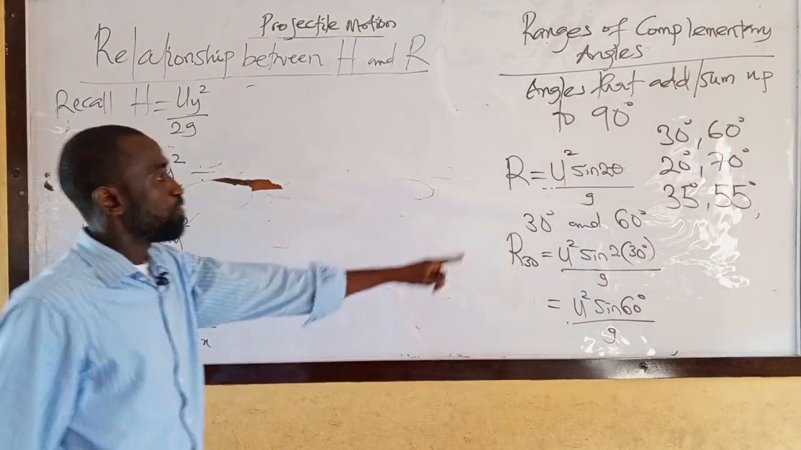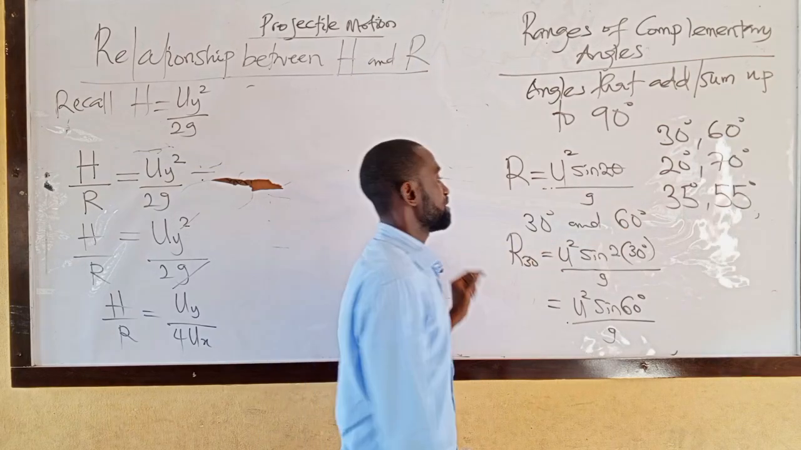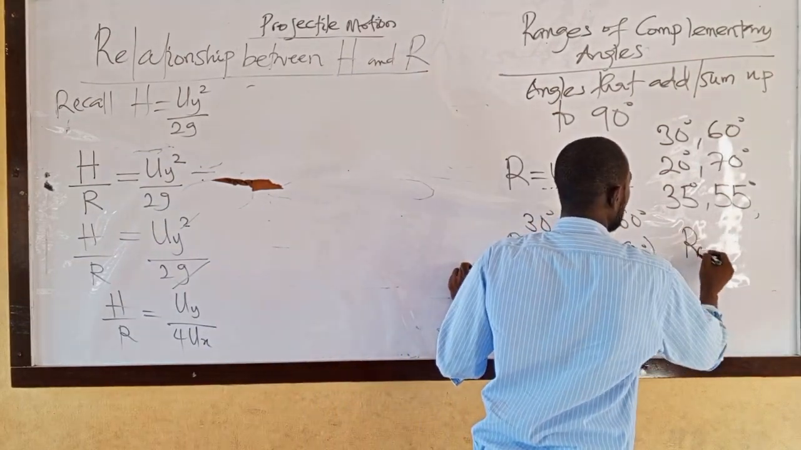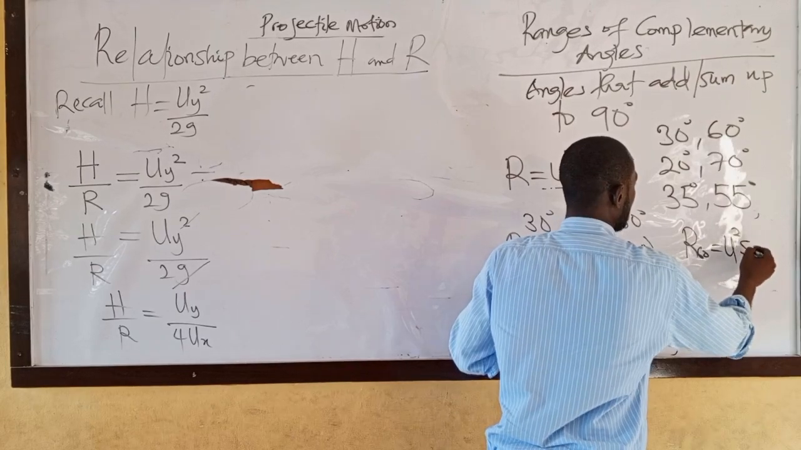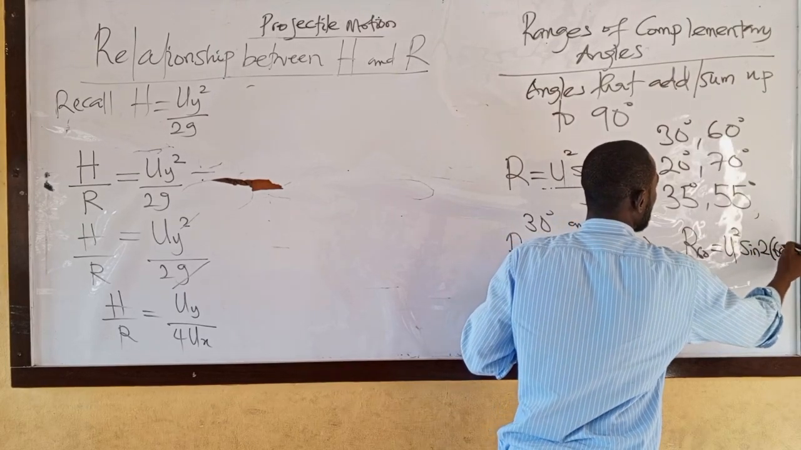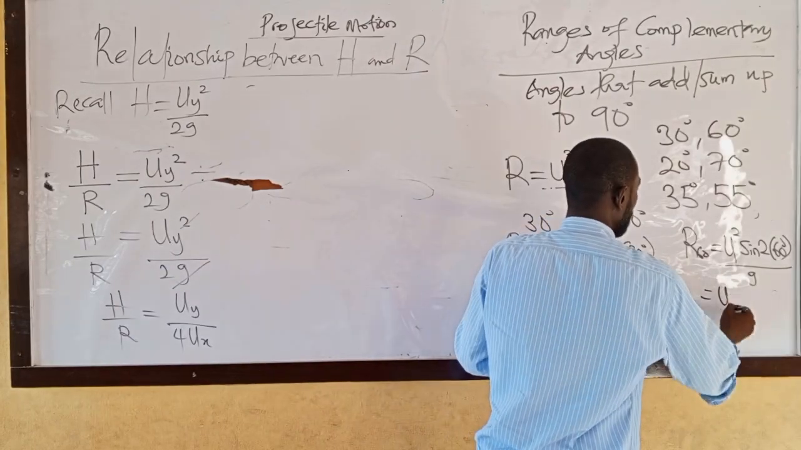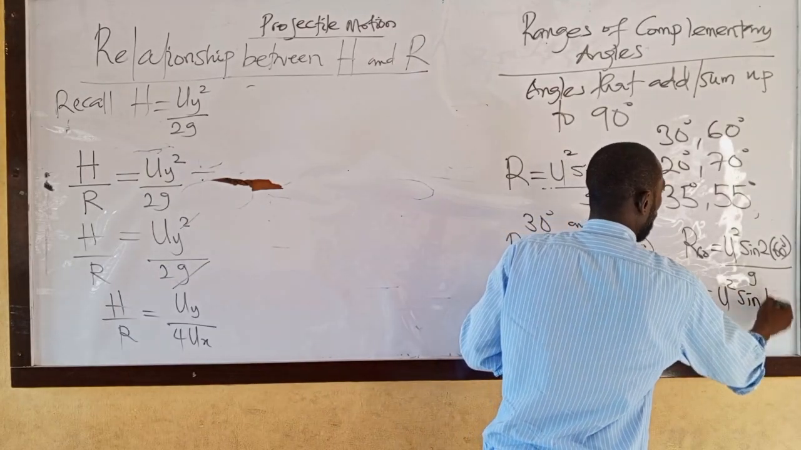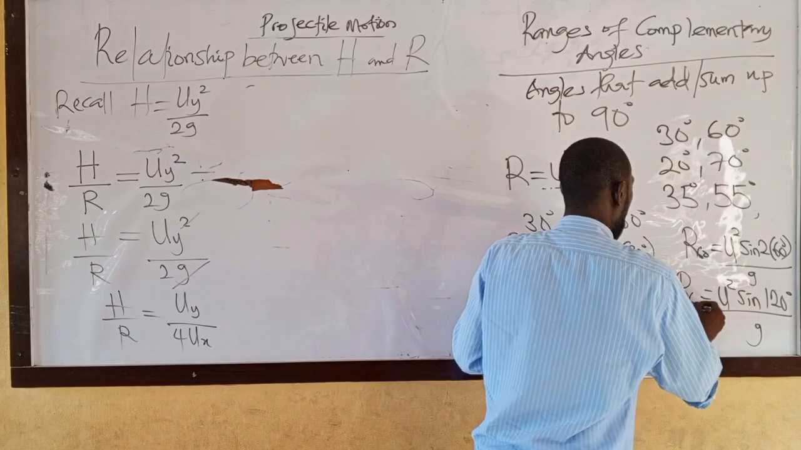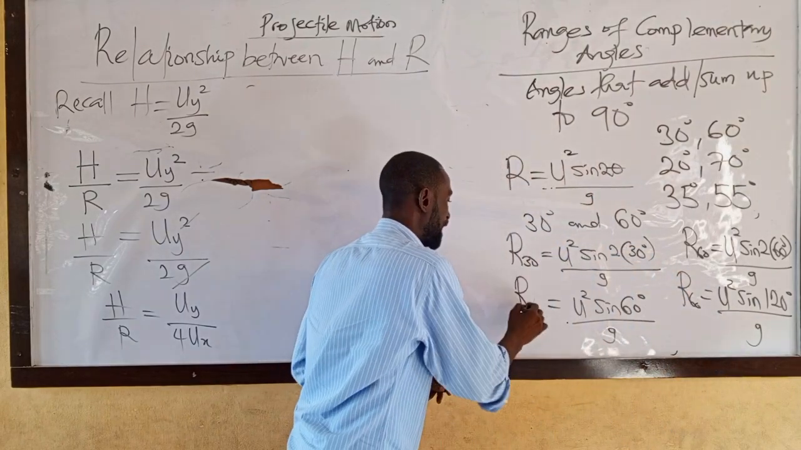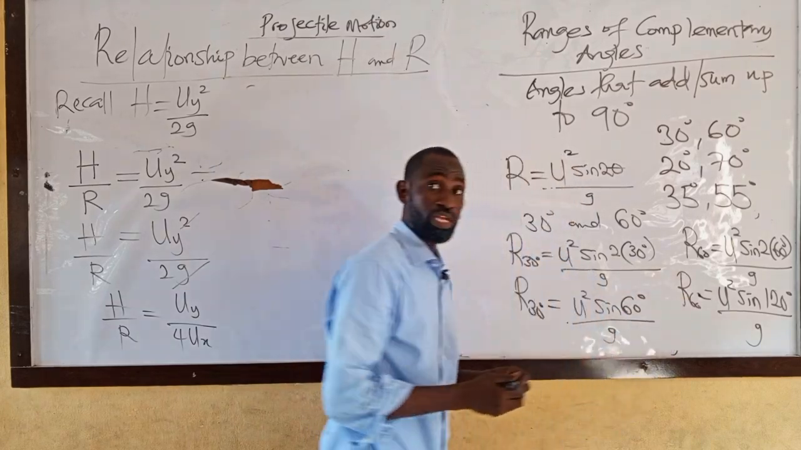So let's go to the range of angle 60. The range of angle 60 will be equal to U squared sine 2 bracket 60 degrees all over g. So we have U squared sine 120 degrees all over g. This is the range of angle 60. And 30 and 60 are complementary angles. Are you with me?